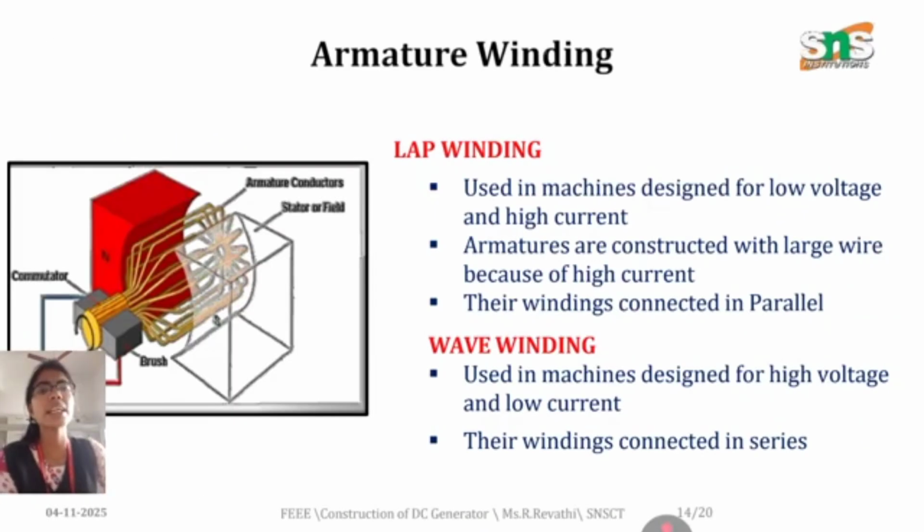The armature winding consists of lap winding and wave winding. Windings connected in parallel are known as lap winding, and those connected in series are known as wave winding. Lap winding is used for designing low voltage and high current, whereas wave winding is designed for high voltage and low current.